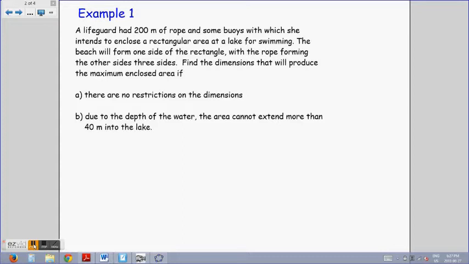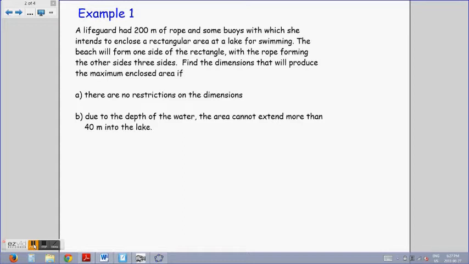So example number 1: a lifeguard has 200 meters of rope and some buoys with which she intends to enclose a rectangular area at a lake for swimming. The beach will form one side of the rectangle, with the rope forming the other three sides. Find the dimensions that will produce the maximum enclosed area if A, there are no restrictions on the dimensions, B, due to the depth of the water, the area cannot extend more than 40 meters into the lake.